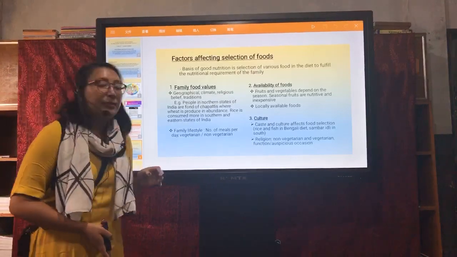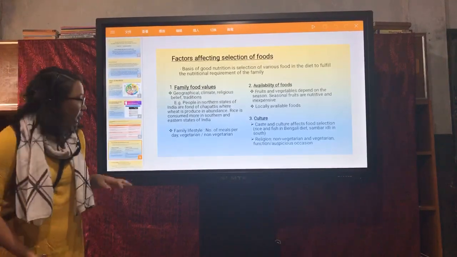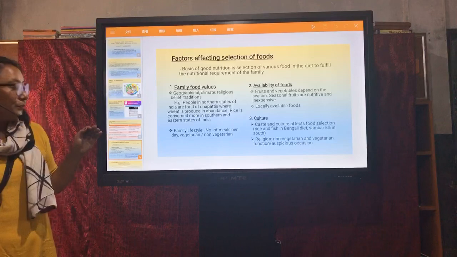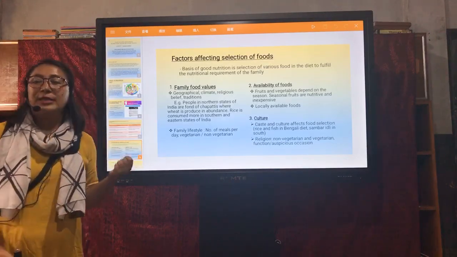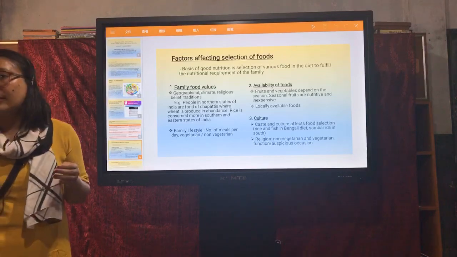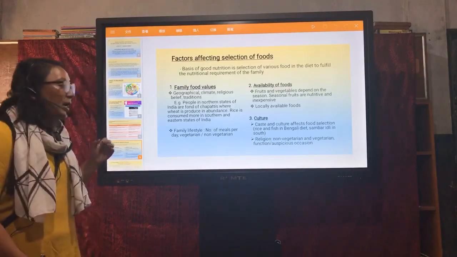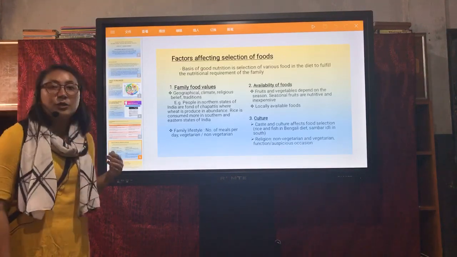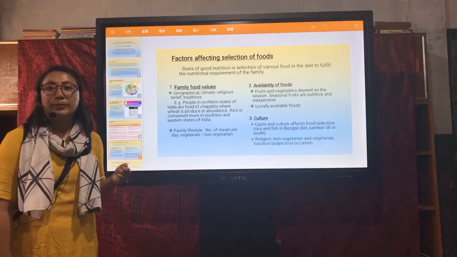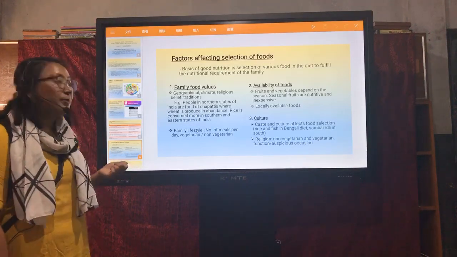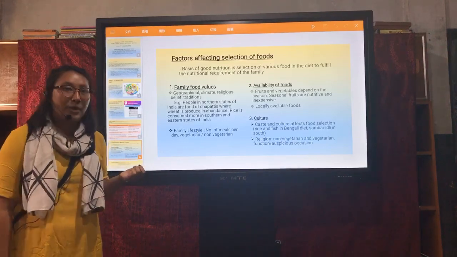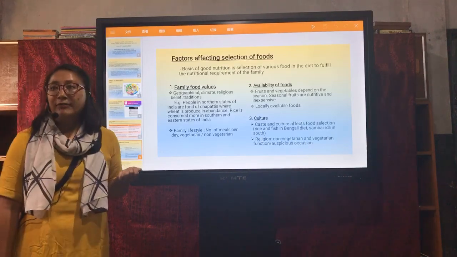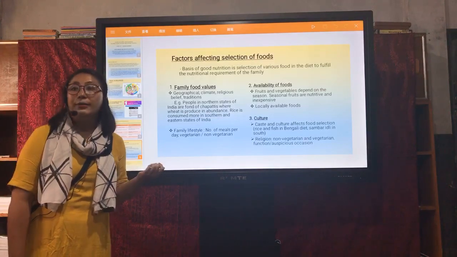Another factor is family lifestyle. Depending on the lifestyle of the family, it affects the selection of food items, which in turn will determine the nutritional status of our body. So depending on the family lifestyle, some families will have 2 meals, some will have 3 meals, or some will have a complete 4 meals: breakfast, lunch, dinner, tea time. A few families will have nighttime snacks, bedtime snacks or early morning snacks.